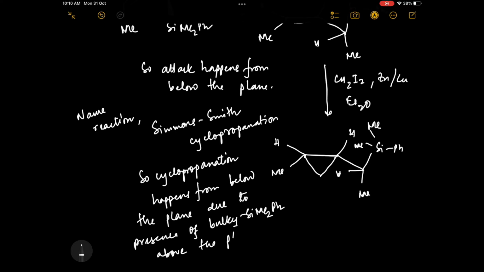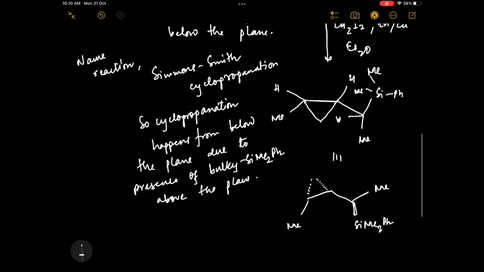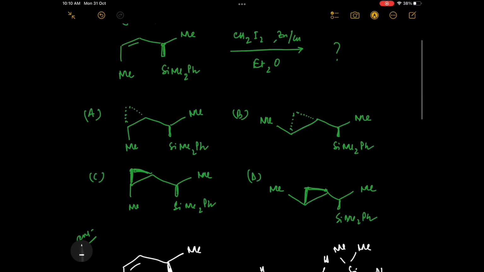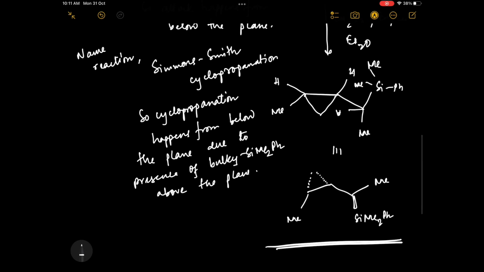So depending on whether the SiMe2Ph group is present above the plane or below the plane, the attack would happen on the opposite face, and this is due to the bulkiness of the SiMe2Ph. A very similar reaction also happens in the case of the epoxidation reaction. This was cyclopropanation, and here option A is the correct option, where the below the plane attack has happened. Let us check the similar mechanism of the epoxidation reaction.